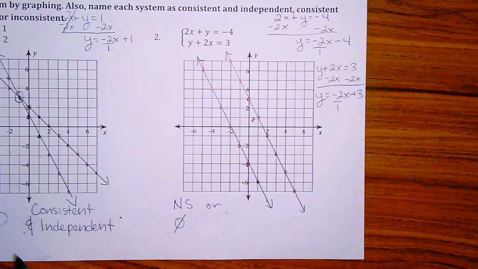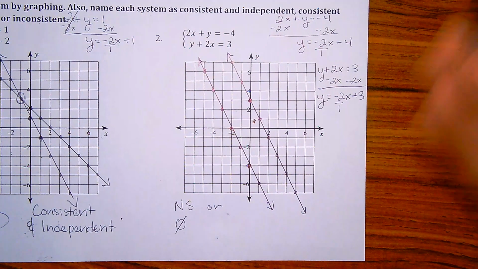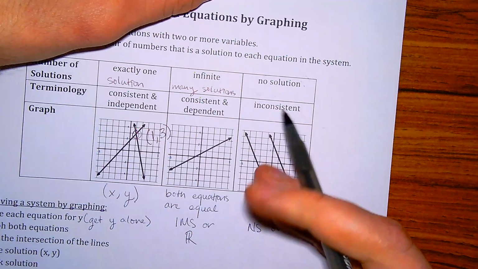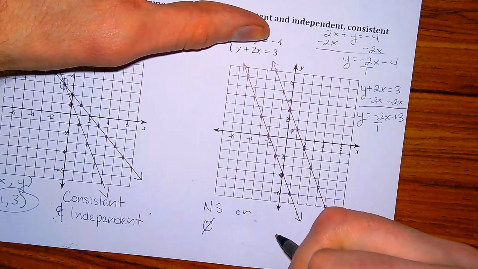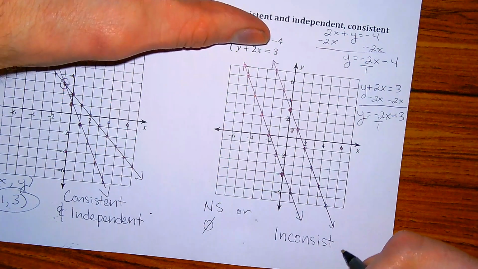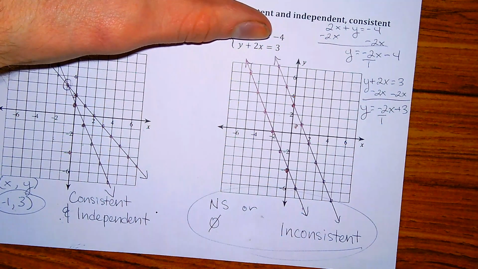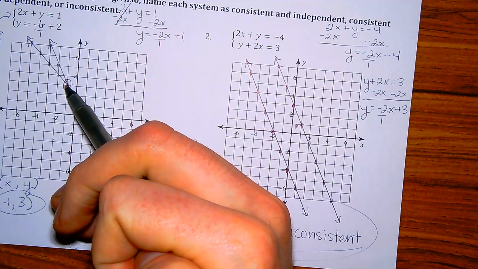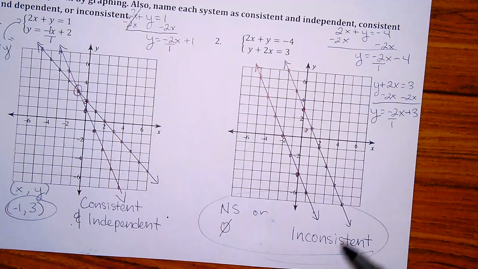But just like we did over here with consistent and independent, we have to put a description or a terminology for it as well. And the terminology for this one, for these parallel lines, is inconsistent. That's what I want to put on my paper. So I'm going to go over here. I'm going to write inconsistent below it. And there I am. Okay, that's my answer. All right. This is going to be your consistent and independent, and this is going to be your inconsistent graph.